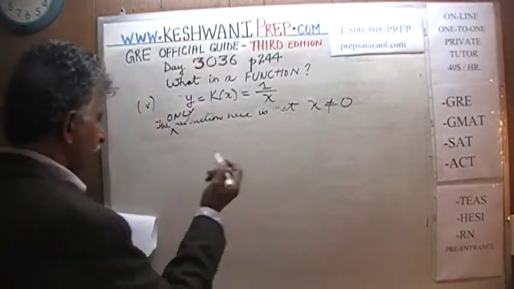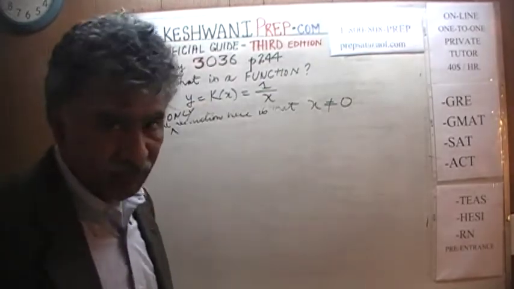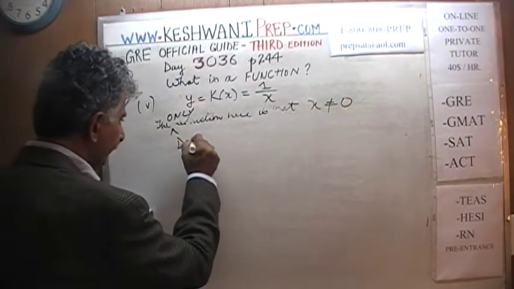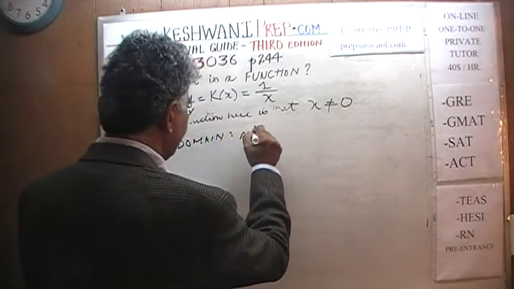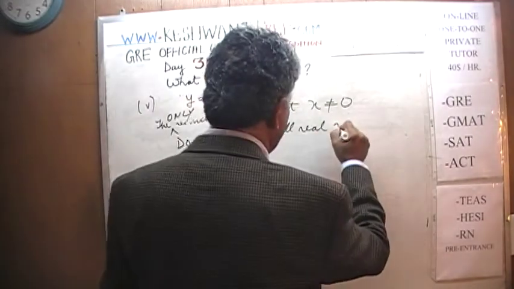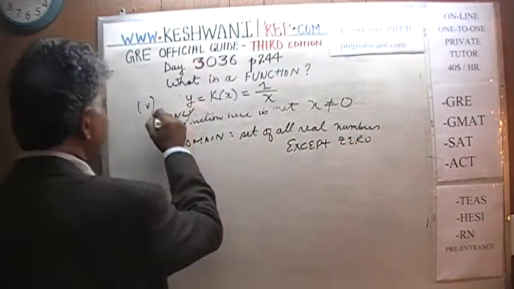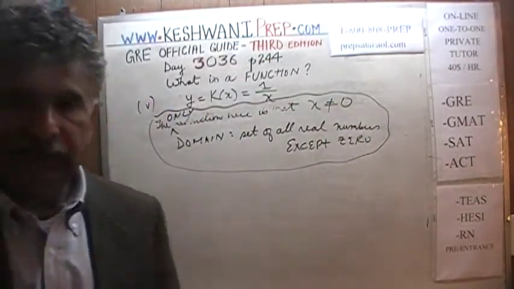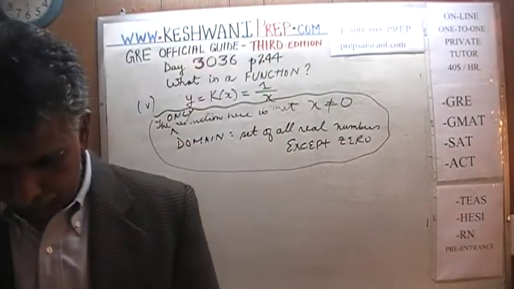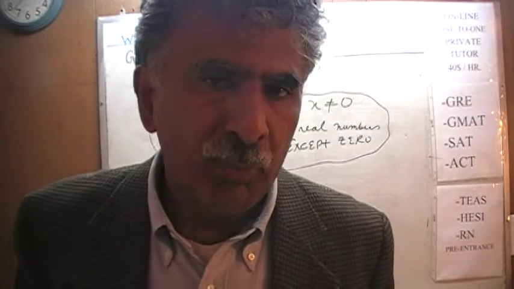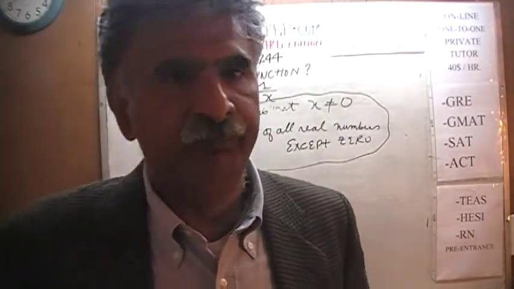In other words, instead of saying the only restriction here is that x cannot be equal to 0, instead of saying it like that in English language, in the language of mathematics, we would say the domain here is the set of all real numbers except 0. These two statements are the exact same statements. One is written in English language, one is written in mathematical language. The only restriction on x here is that it cannot equal 0. Instead of saying it that way, mathematicians will say the domain of this function is the set of all real numbers except 0. Do you understand?